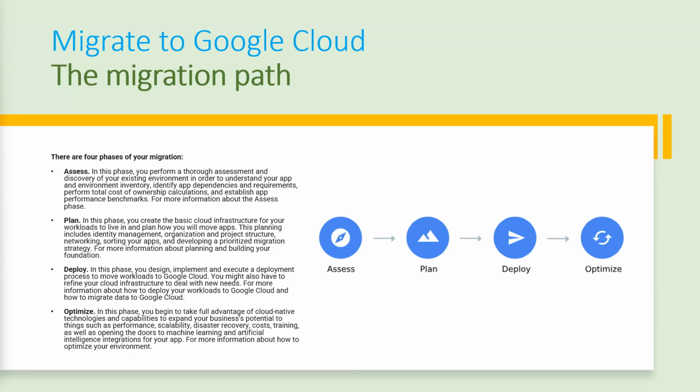Then it comes to the plan basically. So this is the second phase, and you create a basic cloud infrastructure for your workload, and plan how you're going to move your application. Of course, the major part is identity management, organization, and project structure. How the project is going to proceed, and networking. So the most important thing is your identity management and networking, sorting your apps, developing which application is going to go first.